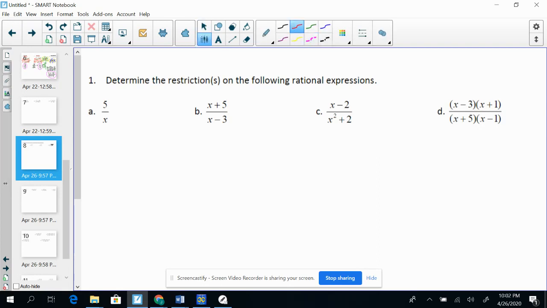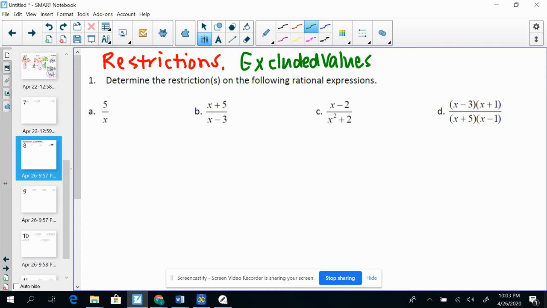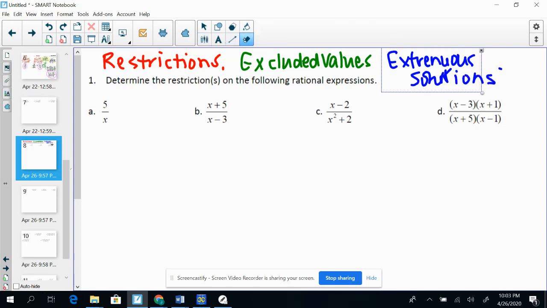There's lots of different words they use. So they use the words restrictions, excluded values, and extraneous solutions. Oh boy, no, I'm not going to let me write it. Sorry, guys. So extraneous solutions. All three of those things are asking for the exact same thing.